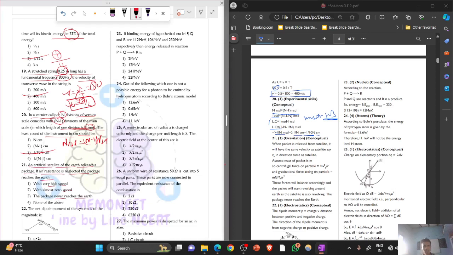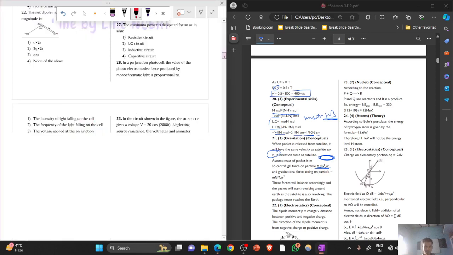It is asking about the artificial satellite. If you release a package from the artificial satellite, it will not fall to the Earth. It is moving with the same velocity as the satellite, and it moves around the orbit. The package will also keep moving along the orbit. By using the centrifugal force, you can calculate. It will never reach the Earth's surface.